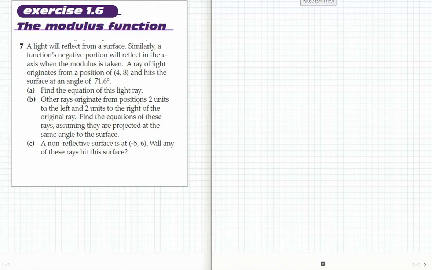This is for Year 12 Methods. It's question number 7 out of exercise 1.6, using the modulus function. A light will reflect from a surface.